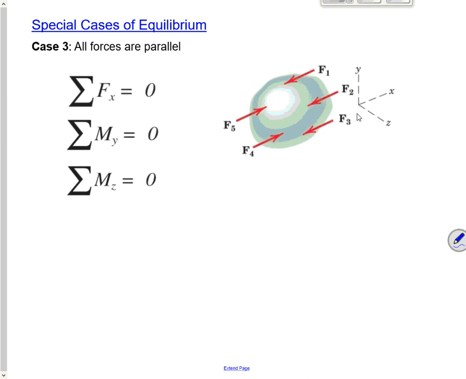If all the forces are parallel, I only get 1 force equation, whatever direction that is. They're all in the x direction. And then I get the 2 moment equations that are perpendicular to that. So moments about y and z in this case.